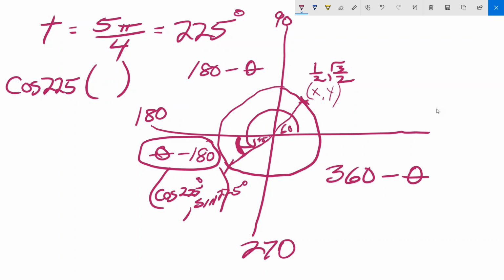You use the equation theta minus 180, and they've given you theta. What's theta? Theta is 225. We're going to convert it to the reflex angle, which is 45. We do that by plugging in 225 for theta. 225 minus 180 is 45. With me? It's cosine of 45.